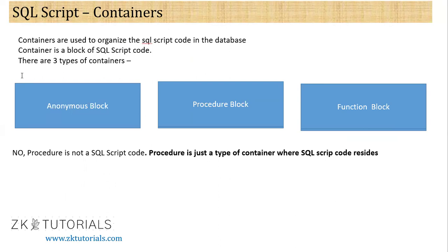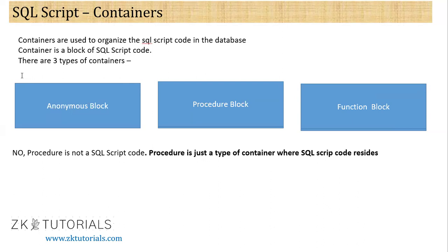So what is a container? It's a block of SQL script code. Just giving you a simple example, don't take it as the same. We create subroutines in our ABAP. Why do we create them? For example, we want to display data. First, we will create a PERFORM get data, then we will PERFORM display data. So we are creating a block and then calling that block. Same thing over here also. Our code is divided into blocks. So there are three types of containers: anonymous block, procedure block, and function block.